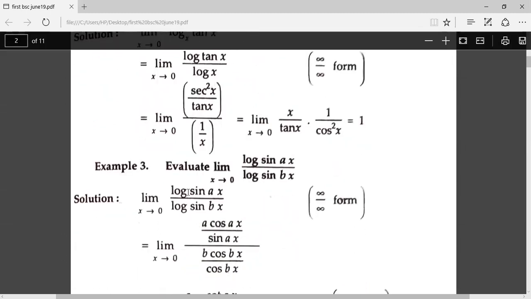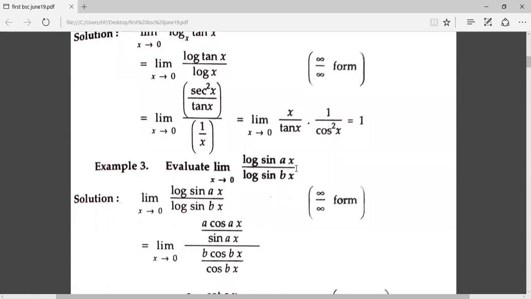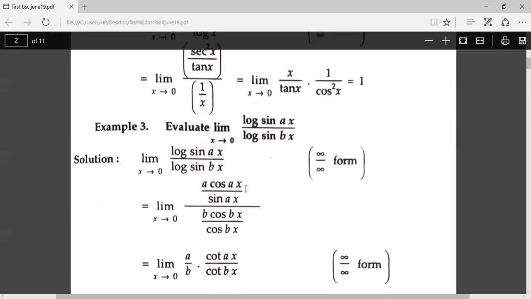Let us take another example. Evaluate the limit as x tends to 0 of log sin ax divided by log sin bx. Check whether it is infinity by infinity form. Yes, sin 0 is 0, and log 0 is infinity in both numerator and denominator. So it is of the form infinity by infinity, which is an indeterminate form.